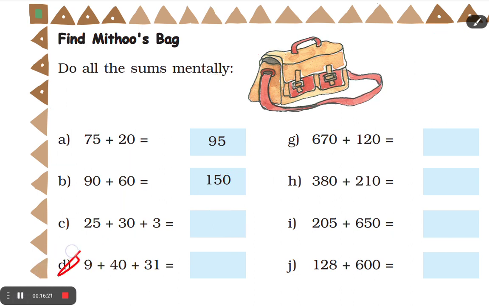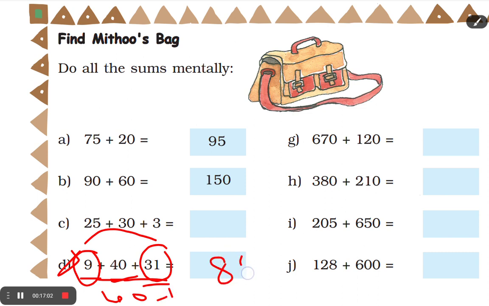Now come to the next question, question D. What is there? 9 plus 40 plus 31. Come on, all of you read the question again along with me. 9 plus 40 plus 31. So you can add the ones digits. Two methods are there, so you can do any method you like, or you can rearrange them also. Suppose here 31 is there and 9 is there. If you add 31 and 9, how much, children? Yes, simple, 40. So 31 and 9 is 40. And one more 40 is there. So 40 and 40 is, yes, 80. So 80 is the answer. That is one way, right?